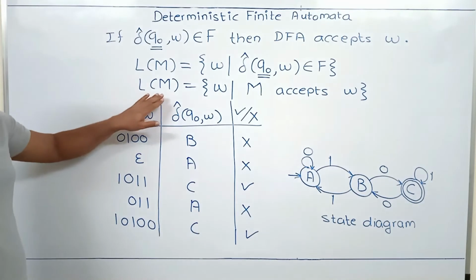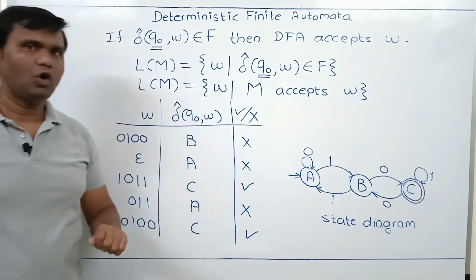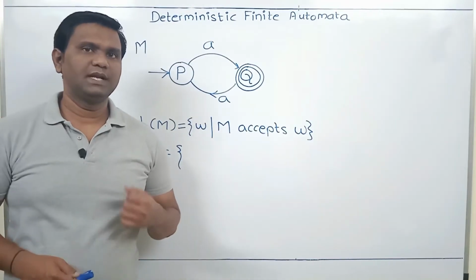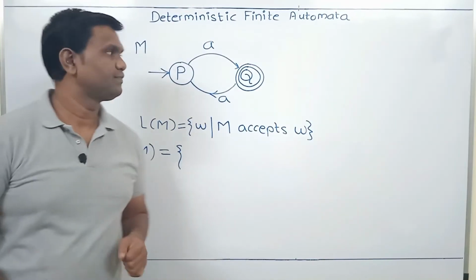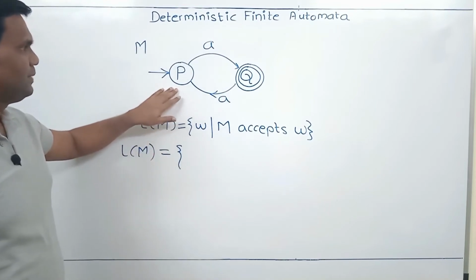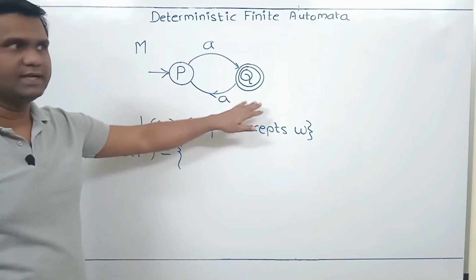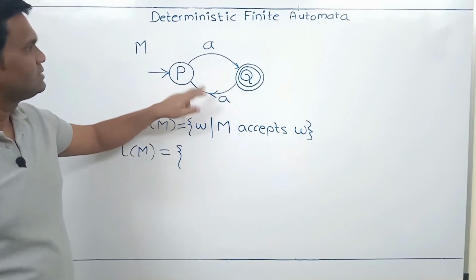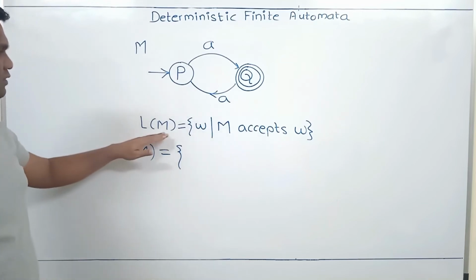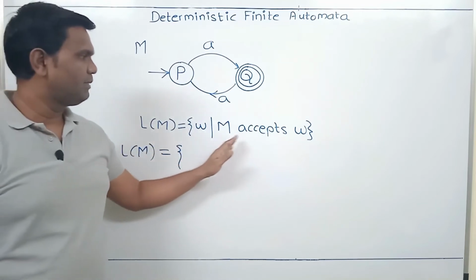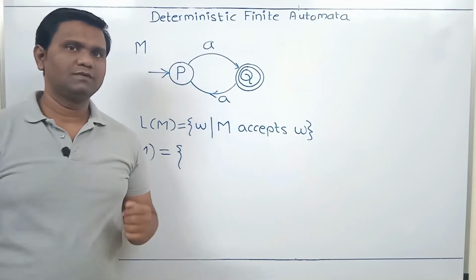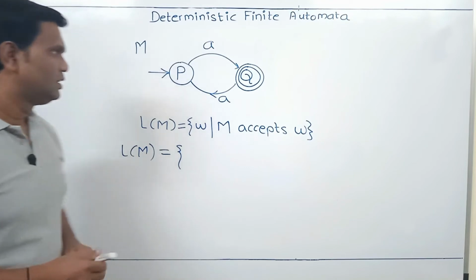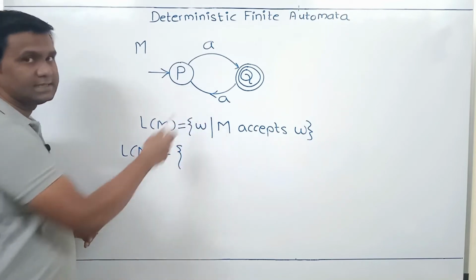And the language of a DFA M is the set of all strings accepted by the DFA. So we will consider a simple example to understand the language of the DFA. This is the given DFA, P is the start state, Q is the end state. The input alphabet contains only one symbol A, transitions handle symbol A. Now the language of the DFA is W such that M accepts W. The language of the DFA is the set of all strings accepted by the DFA M. So we have to figure out what are all the strings which are accepted by this DFA.